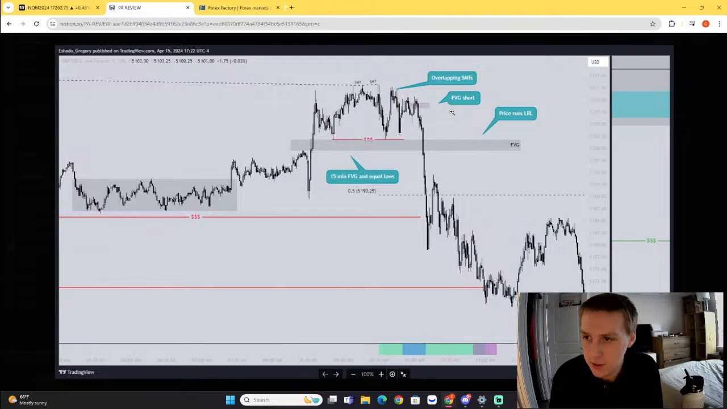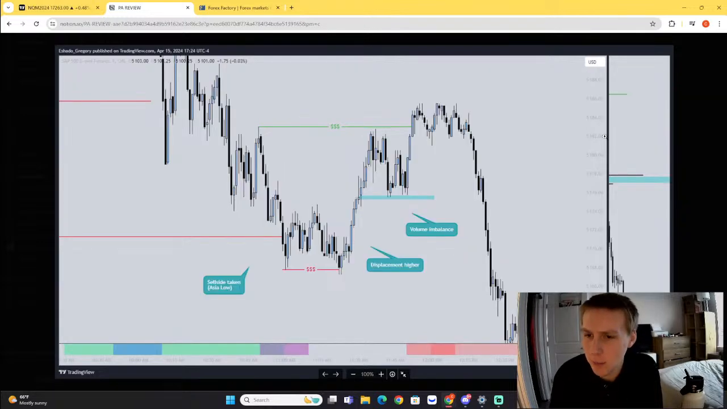Other than that, I don't know. This was the only other long I really liked. But basically, swept internal, then we get displacement higher. We have a breaker here. Ideally, if I'm going to long this, I would like to see a breaker entry. We never got that offered. We had a breaker fair value gap lined up, but we end up respecting this volume imbalance, then taking up to buy side.